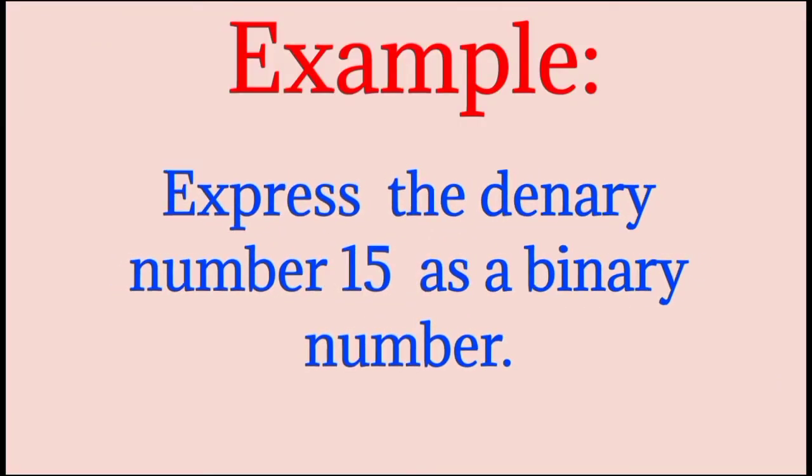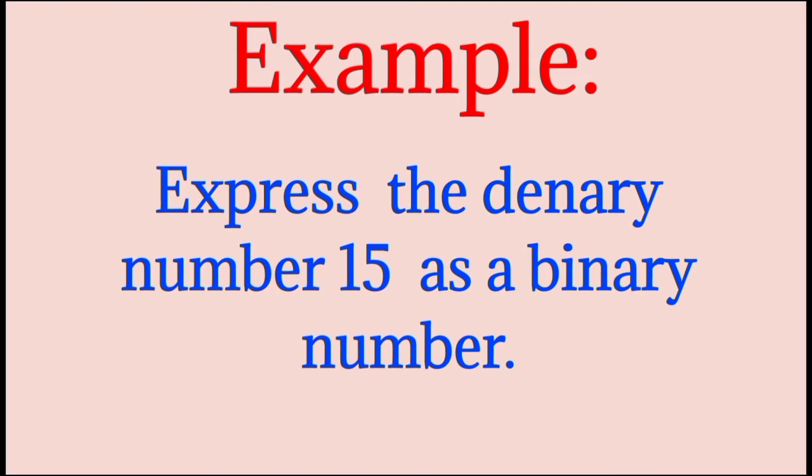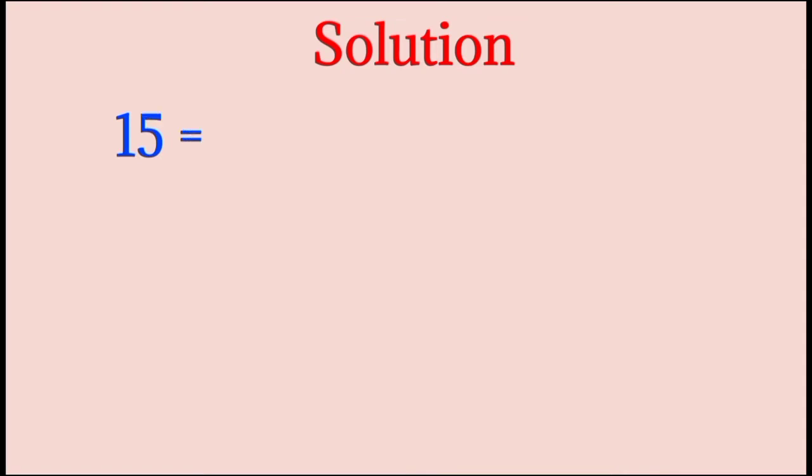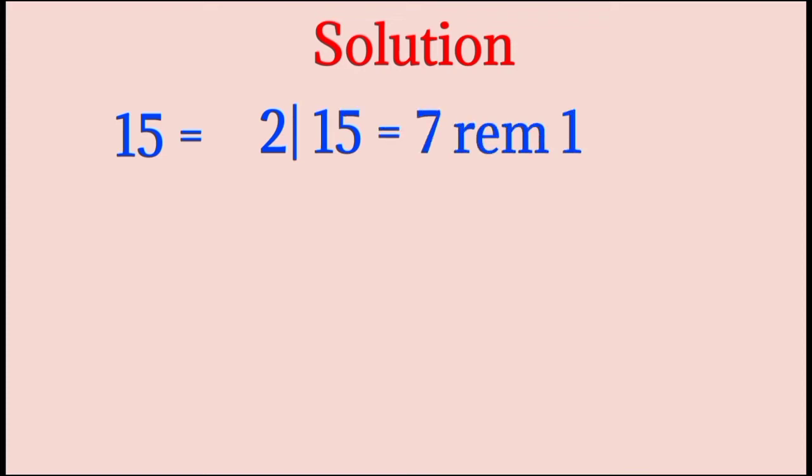Now, this is another example. It says express denary number 15 as a binary number. So in this case, we're expected to convert from base 10 to base 2. The main principle here is the division principle, where you keep on dividing by the base and keeping the remainder. So as you can see, we have 15 divided by 2, which is equal to 7 remainder 1. We are also going to divide this 7 by the base 2 and keep the remainder.